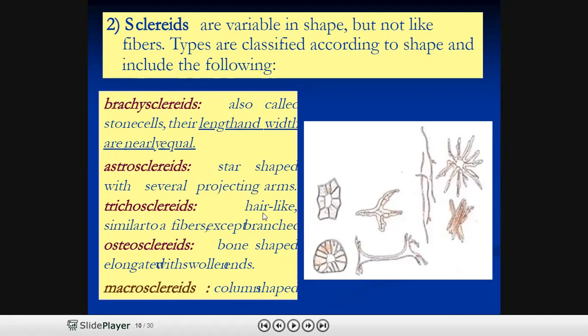Next is the trichosclereids. So here, this one. They have a hair-like structure, similar to the fiber except for the branching. At the end, they have a branch here. Next is the osteosclereids. They have a bone-like shape, elongated and swollen at the end. End काय झालंय त्याचा swollen. Okay. So macrosclereids are some kind of column-like strand here. So on the basis of different types of shape, these sclereids have these types here.